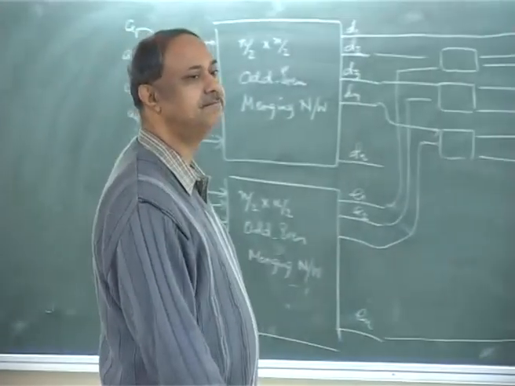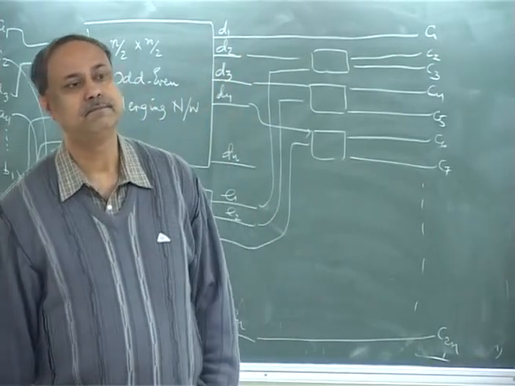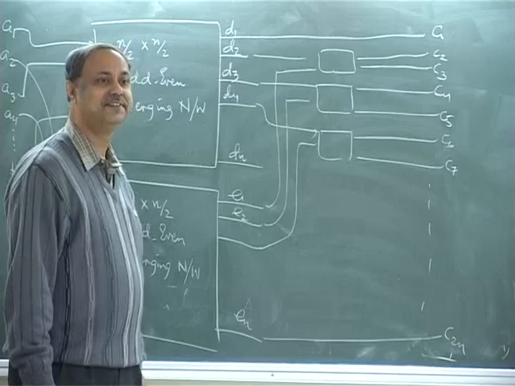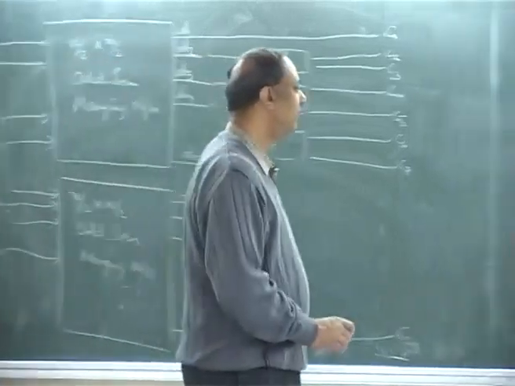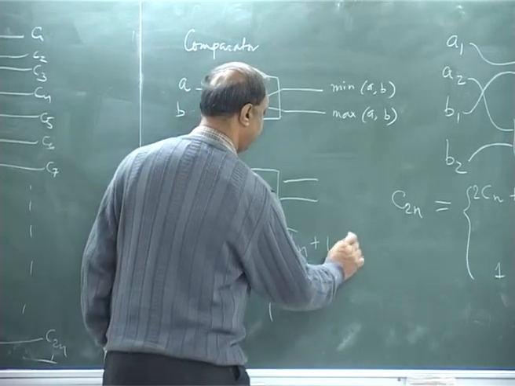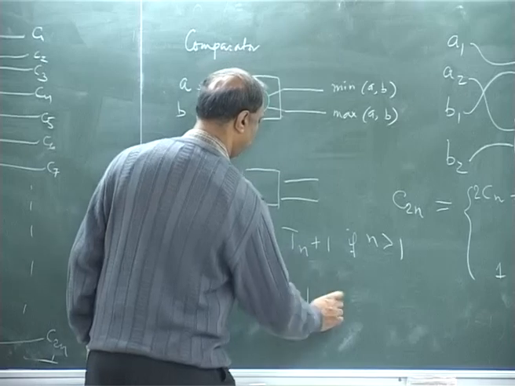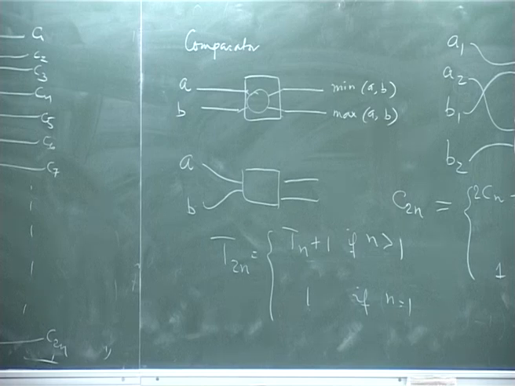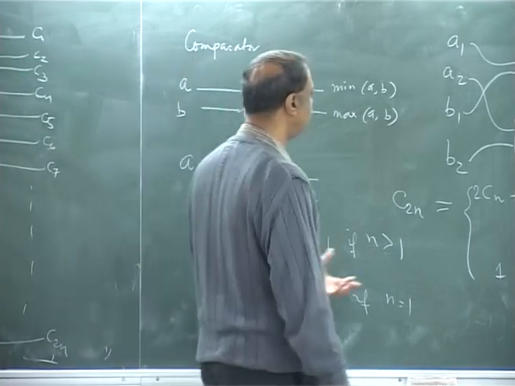Why 2Tn? These two halves, but they can do in parallel. Right? So I can write Tn plus 1 if n is greater than 1, 1 if n equals to 1. Right? Anything else I have to find out? One is number of comparators, another one is number of processors. These are the two things. Now I need to know the solution of these two.